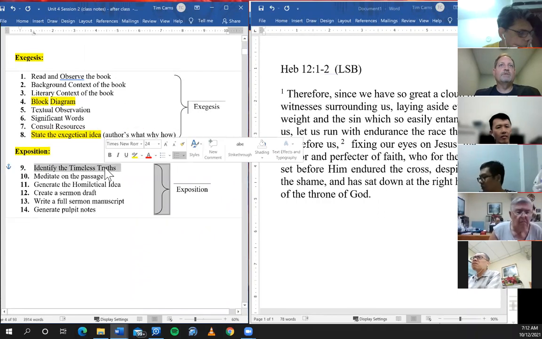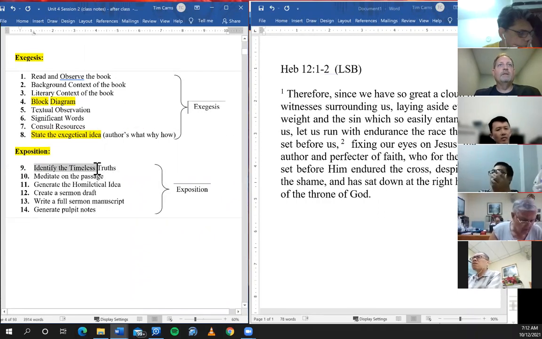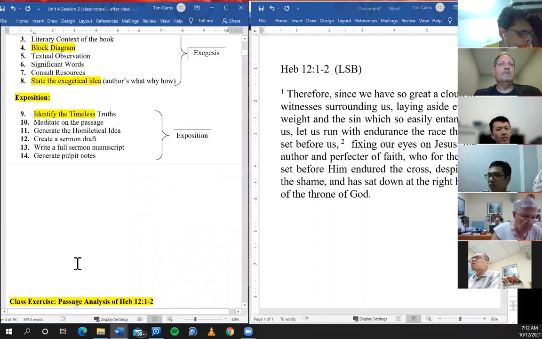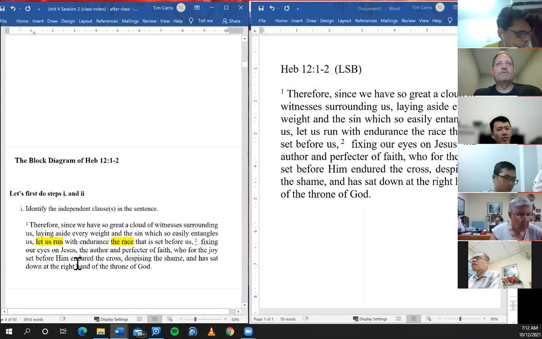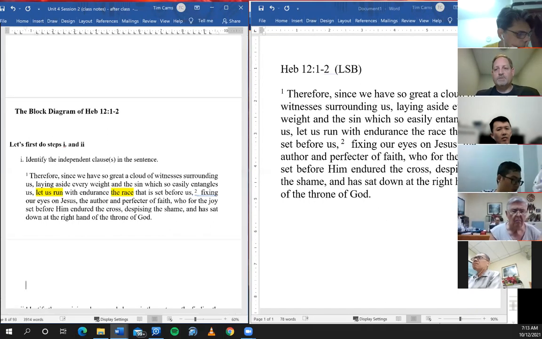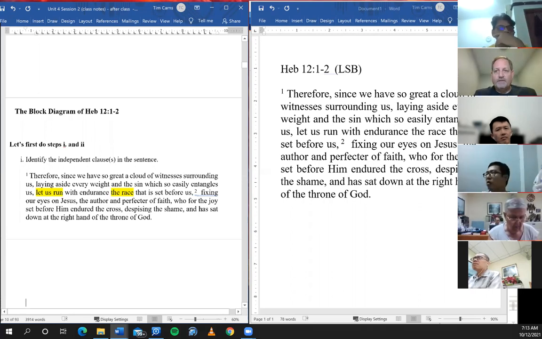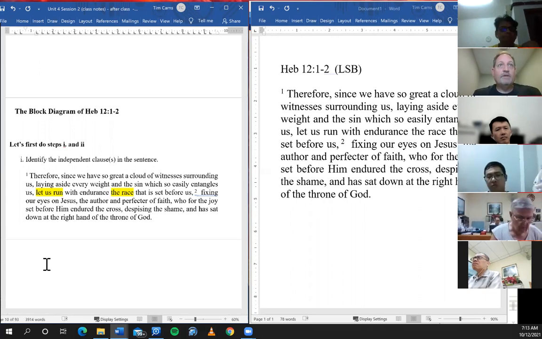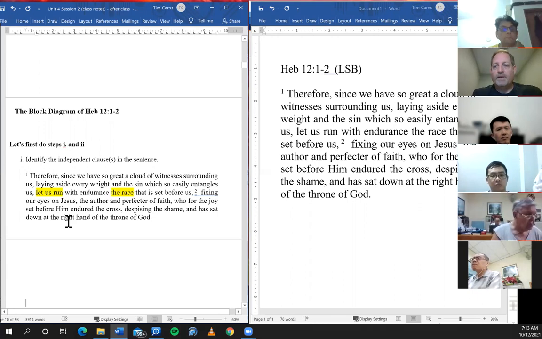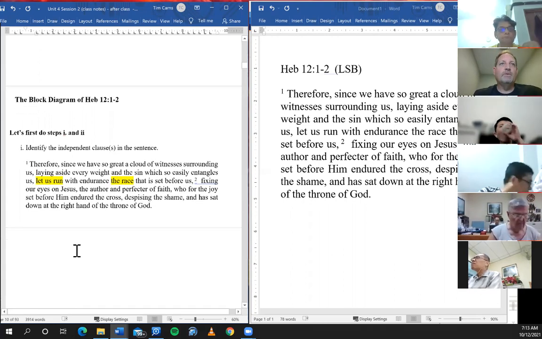Okay, so with that, let me take you to what we did last week, which was first we identified the independent clause. Remember, in the block diagram, that's the first step. Try to find the main sentence or sentences. And so we identified let us run the race. That's the main independent clause. Everything else in these two verses is modifying that in some way. All right, let us run the race.